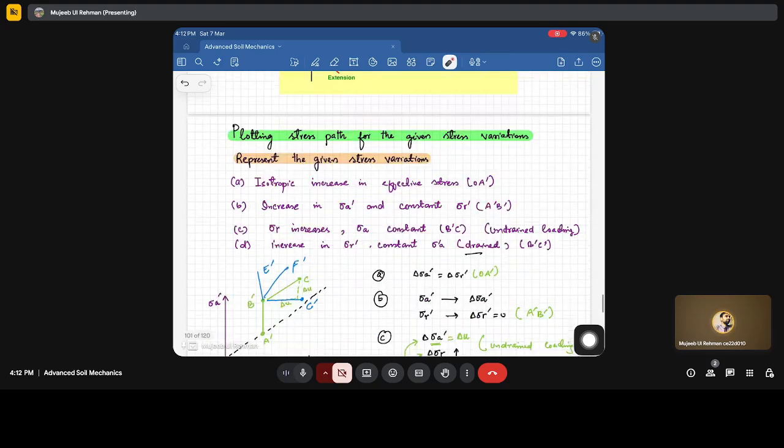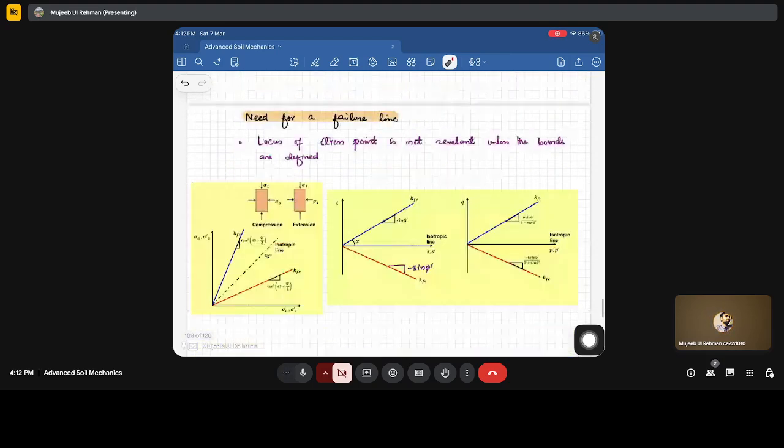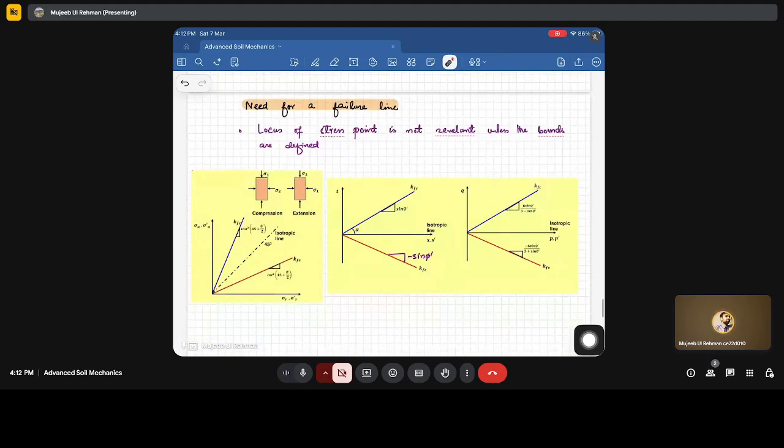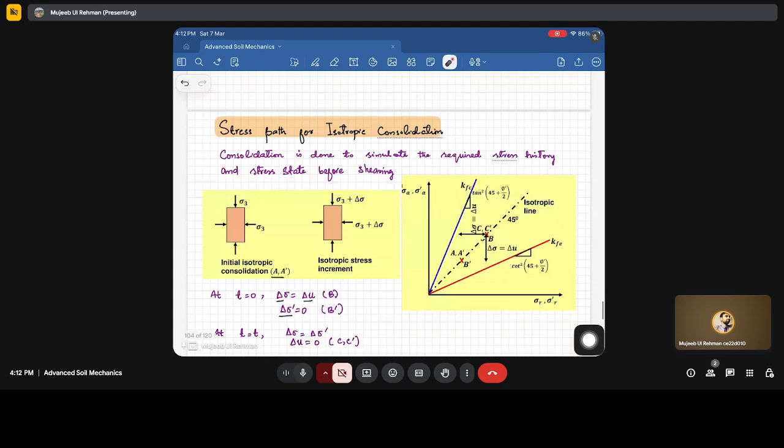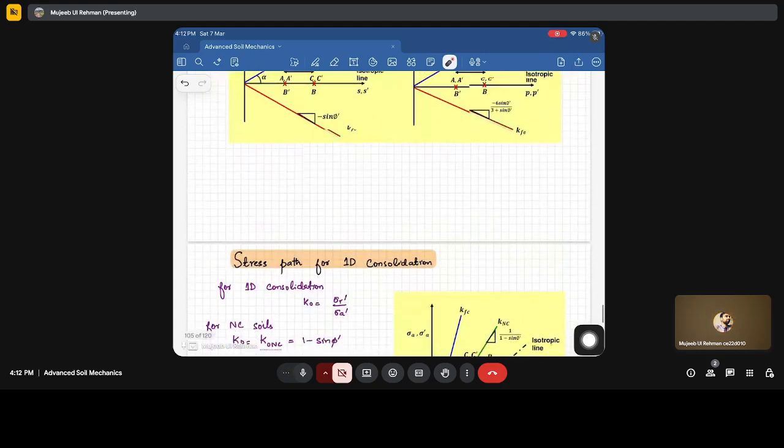Then how we are plotting these stress paths, why, and also we have discussed that the stress path is meaningless unless we define the bounds. If we have the bounds, we can know up to what point we have to lower the soil, and beyond that we can't expect a soil state to exist. Fine.